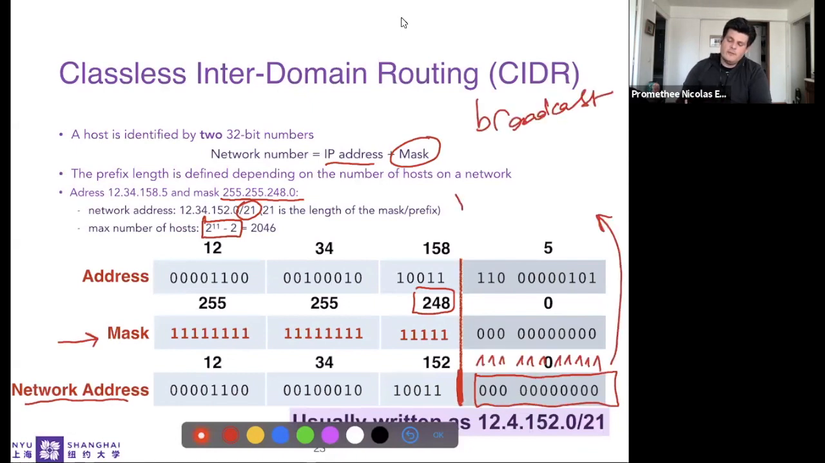So it's going to be 12.34.159.255, all ones being 255. So this is the IP address of the broadcast. I put all the bits of the host ID at one. When it's all zeros, this is the network address. If I put the host ID with all ones, it goes for the local broadcast on that network. When I send a packet, that packet is supposed to be received by all the hosts belonging to that network.